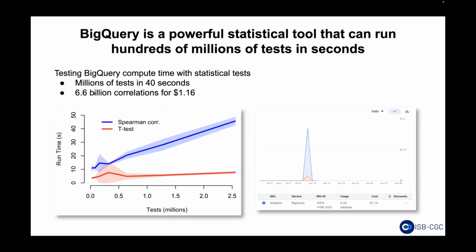The way that Google monetizes BigQuery is that it charges you for the amount of data read. So there's a bit of a loophole here where you can do a lot of tests and a lot of compute relatively cheaply if you're not reading that much data in, if it's being performed on the same data. So it's a really neat tool that has a unique niche. If you were to try to run 6.6 billion correlations on a traditional HPC, I'm pretty sure you'd be sitting there for weeks waiting for the result. But you can do the same analysis in 20 minutes.